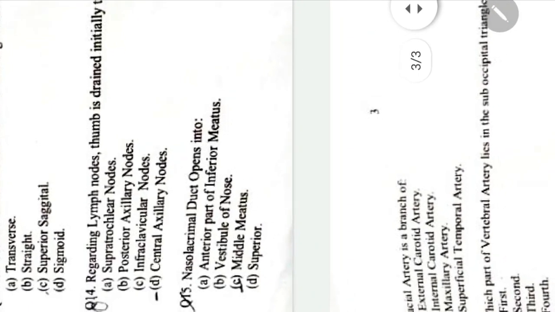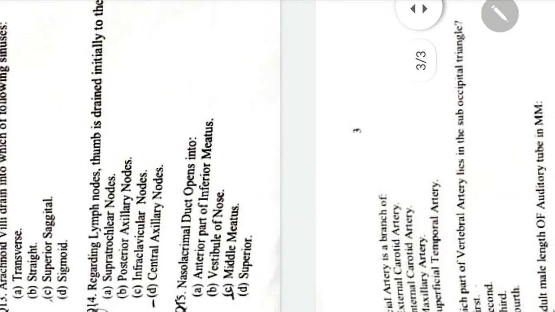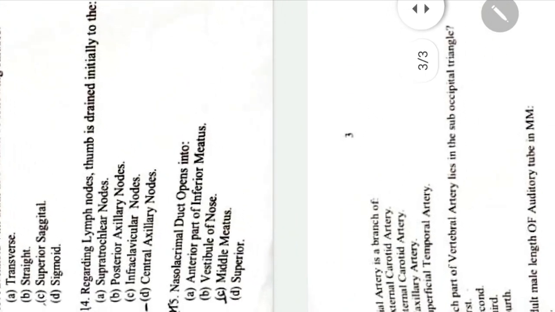Question number 14. Regarding lymph nodes, the thumb is drained initially to... The important question is regarding the lymph nodes of the thumb. So again, let's be fast to cover the lymphatic drainage of the upper limb.